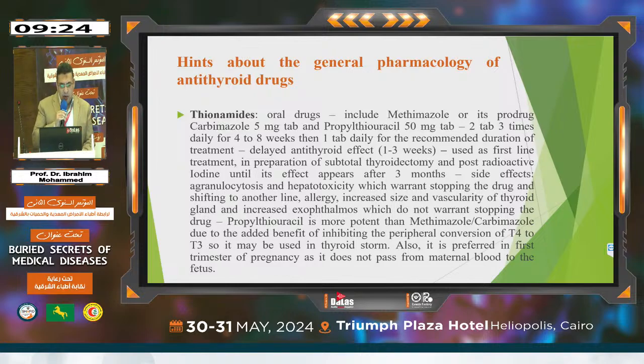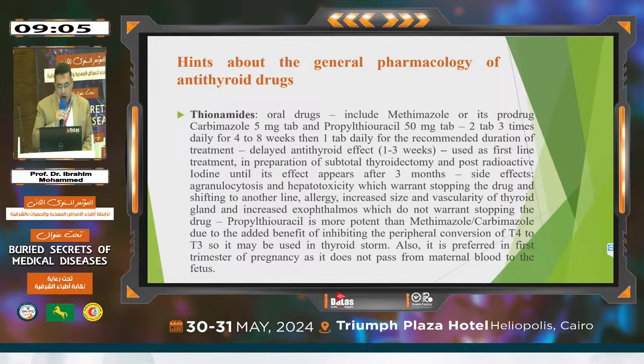Delayed antithyroid effect of these drugs: the effect appears 1 to 3 weeks after starting. They are used as first-line treatment in preparation for subtotal thyroidectomy and post-radioactive iodine until its effect appears after 3 months.